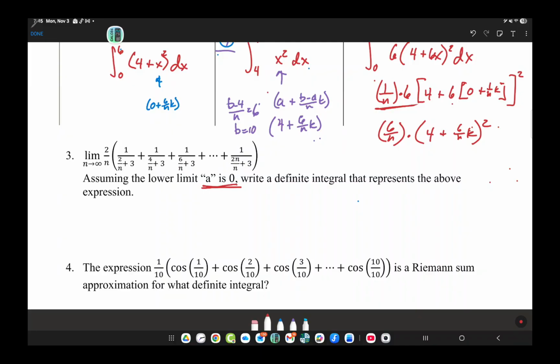Okay. Now, since right here, this is delta x and a is 0, my integral is going to go from 0 to what? 2. It's 2 minus 0 over n. So again, this is b minus a over n, which gives you b minus 0 over n is equal to 2 over n, so b does have to be 2.